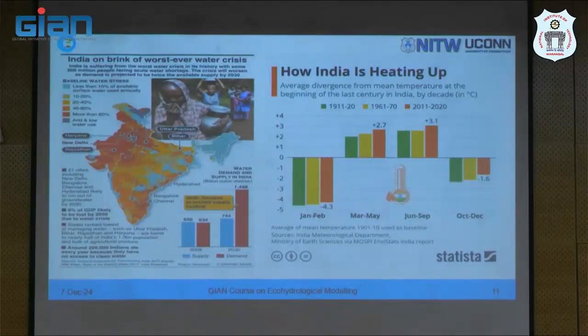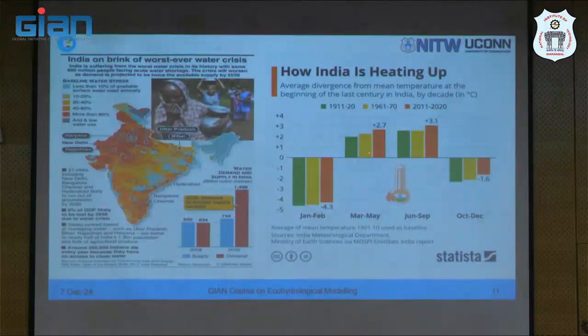So, what's happening in India? You all should be experts. You all live here, right? You all are familiar with the literature. But you look at any period and you see the warming climate, 1911 to 1920, 1961 to 70, and then 2011 to 2020. January, February, warming, right? March, April, May.